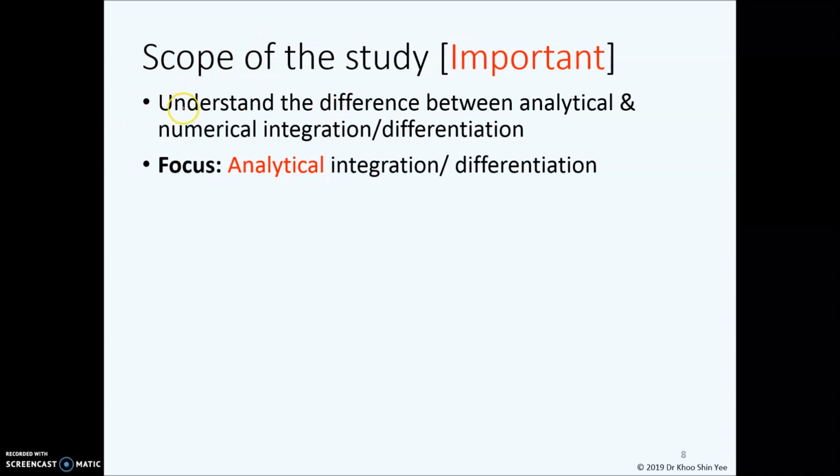So this is your scope of the study. Please make sure that you are able to understand the difference between the analytical and the numerical integration or differentiation. Our focus will be the analytical integration, where the numerical part is not covered in this study.